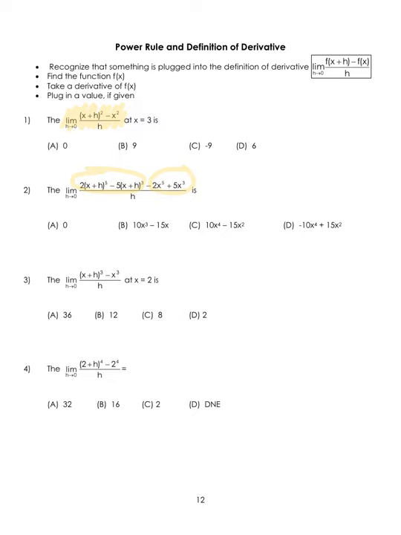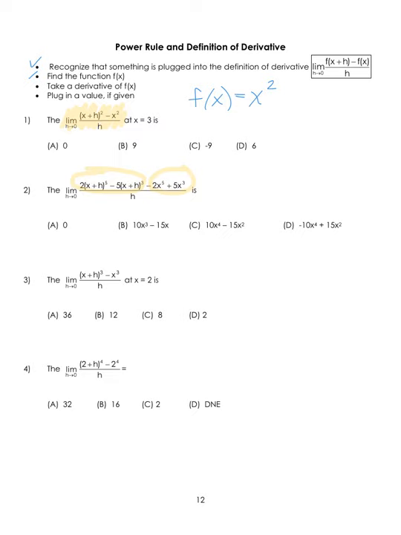Here's what I can do. I basically just talked about the first part up here. Recognize that something's plugged into the definition of derivative. Find the function. We did this a couple lessons ago, where we find the function that was used. So what function was plugged into definition of derivative in the first one? X squared.